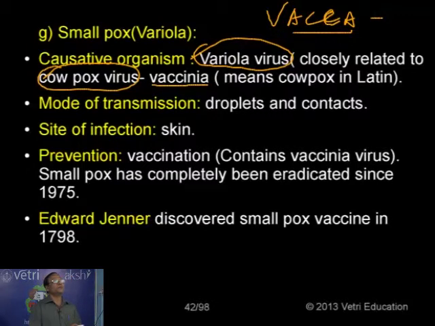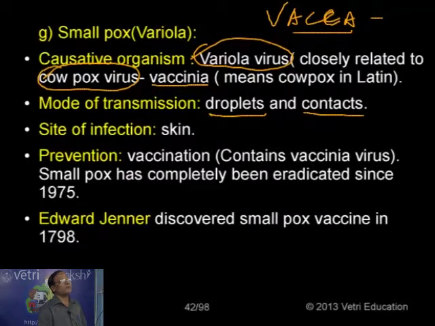Now, what is the mode of transmission? Chickenpox, smallpox, measles, mumps or rubella are all transmitted through coughing and sneezing, by droplet infection, and also by using fomites. So either by direct contacts or by means of indirect contacts. Direct contact is through droplet infection from one person to another.